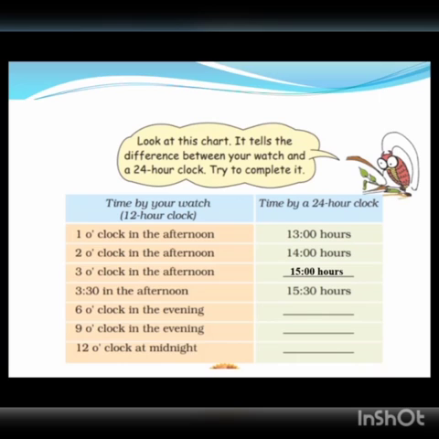Now 6 o'clock in the evening. For 4 o'clock we have 16 hours. For 5 o'clock we have 17 hours. So for 6 o'clock we have, yes, 18 hours. 9 o'clock in the evening. What is the answer? Very good, 21 hours. And for 12 o'clock at midnight we have, very good, 0 hours.